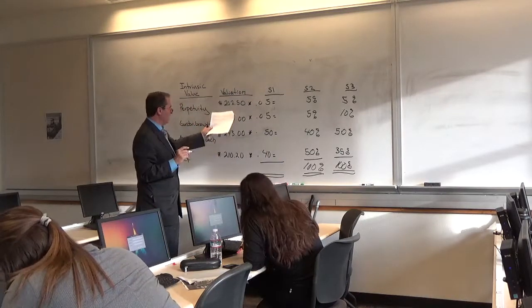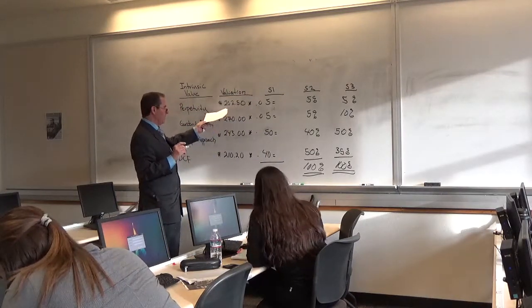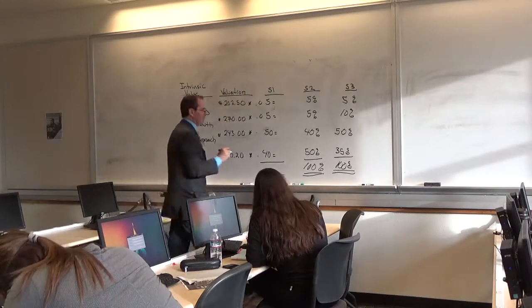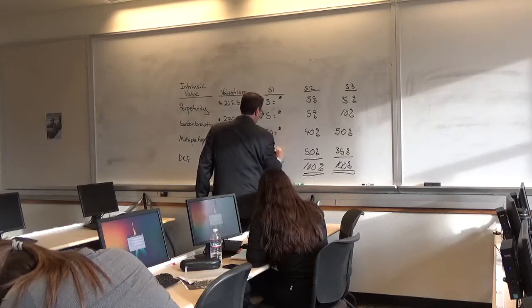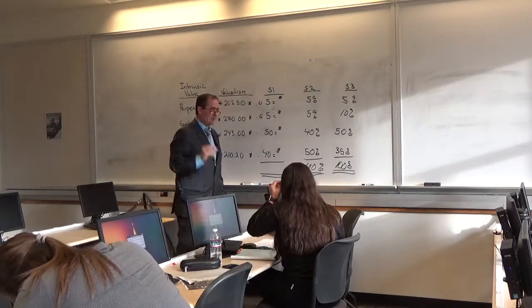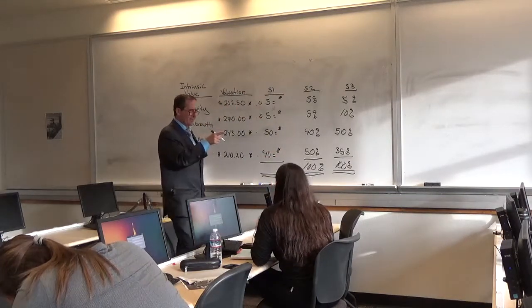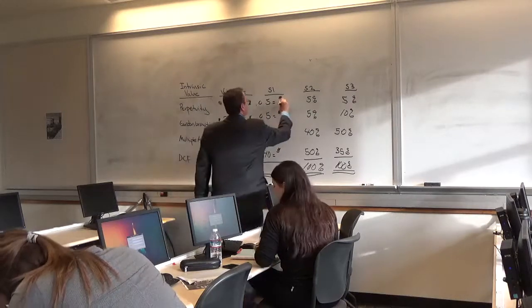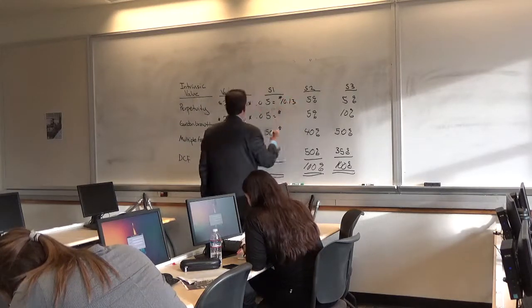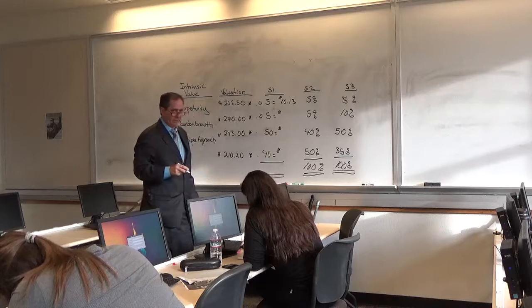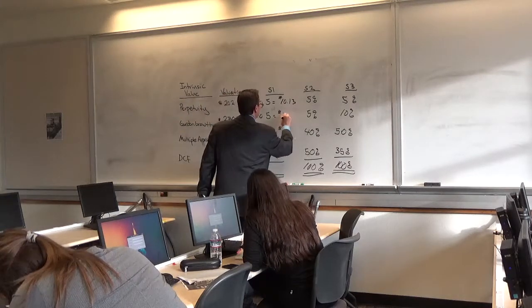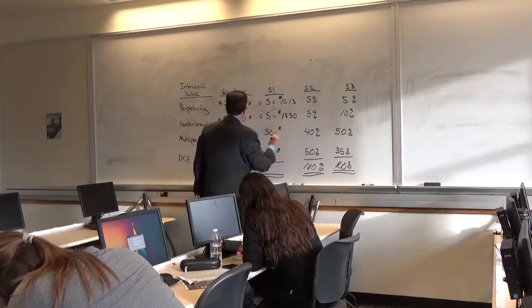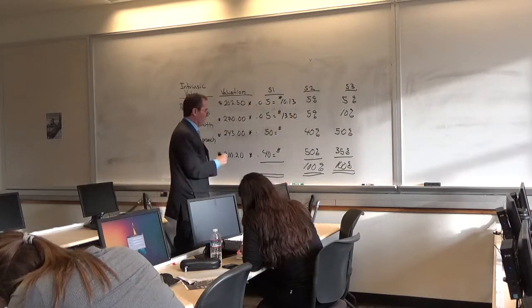Okay, so what's $202.50 times 0.05? 10.13. Got it. And then what's 270 times 0.05? 13.5. And what's 243 times 0.5? 121.5.